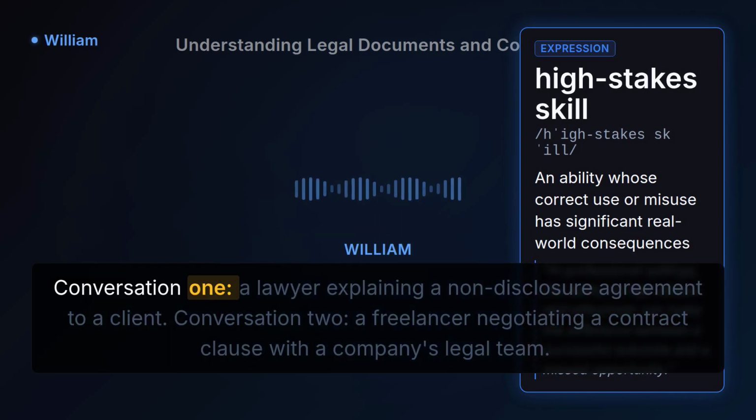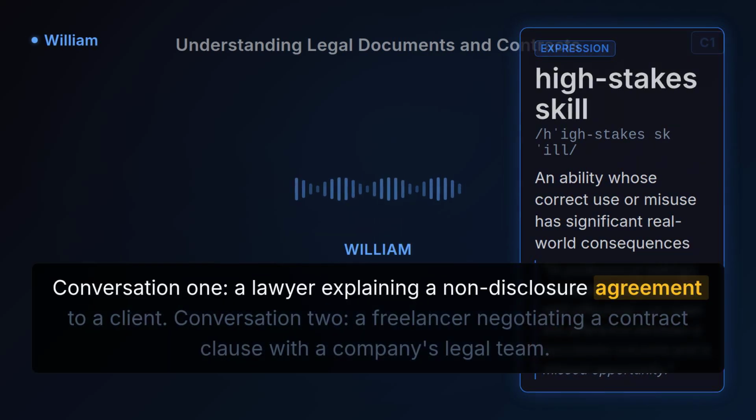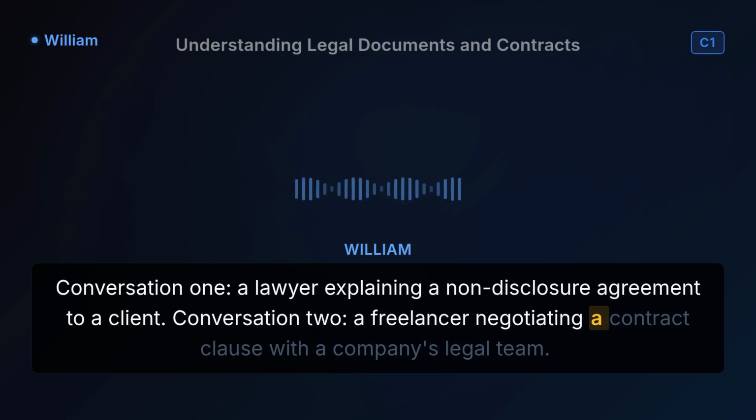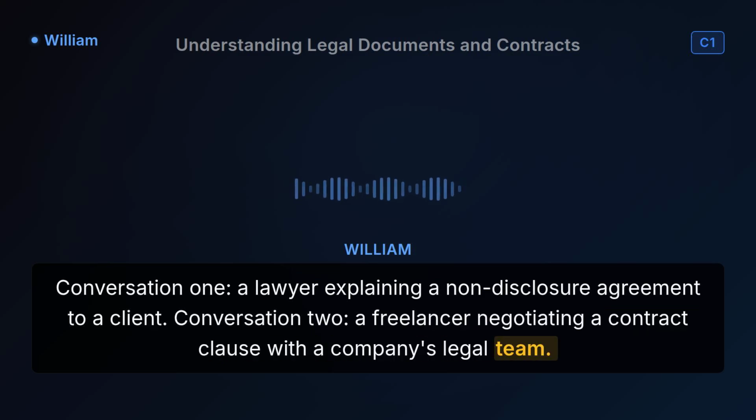Conversation 1. A lawyer explaining a non-disclosure agreement to a client. Conversation 2. A freelancer negotiating a contract clause with a company's legal team.